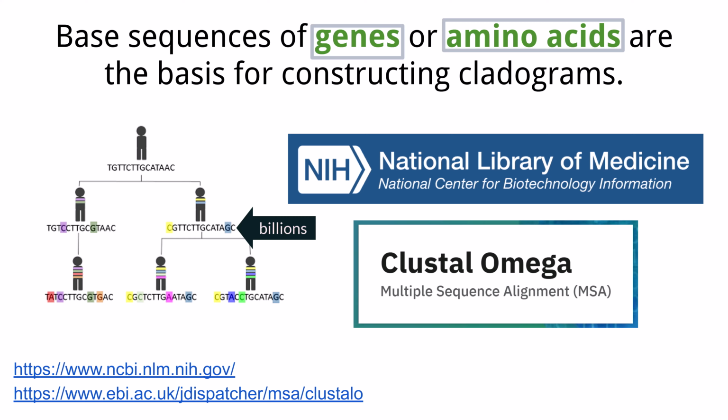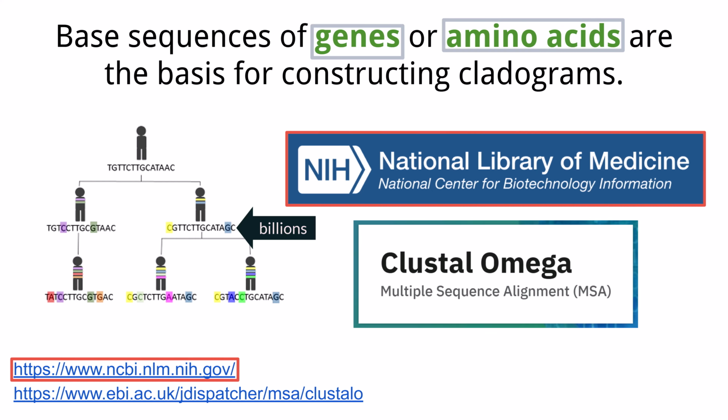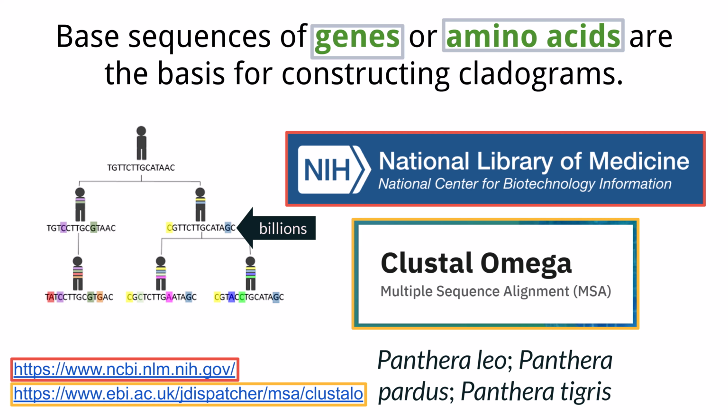Let's go through an example of how we can use technology to make this comparison and also create a cladogram, or phylogenetic tree, with this information. To do this, we're going to use two programs, which are the NCBI site, which stands for the National Center for Biotechnology Information, and the Clustal Omega site, which will run a comparison of all the DNA sequences we acquire. We will be comparing three species: Panthera leo, the lion; Panthera pardus, the leopard; and Panthera tigris, the tiger. And the gene we will focus on is the mitochondrial cytochrome B gene. It is one of the most effective and widely used DNA sequences for species identification and phylogenetic analysis.